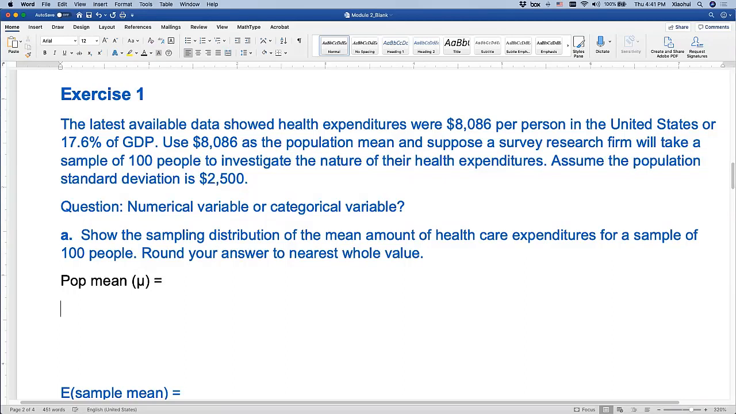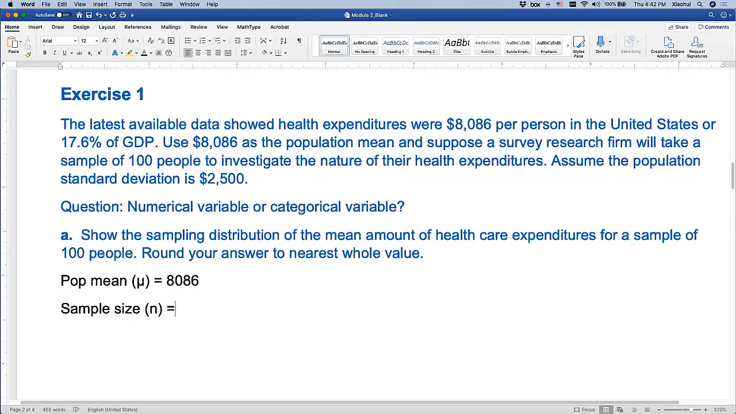If yes, what is the population mean? It's 8,086. This one, right? Okay, you guys got it right. Okay, so how do I know it's a population mean? It's very specific, very clear in the question. It says this is a population mean, right? I try to start using the notation we just learned because it's going to help you memorize them.